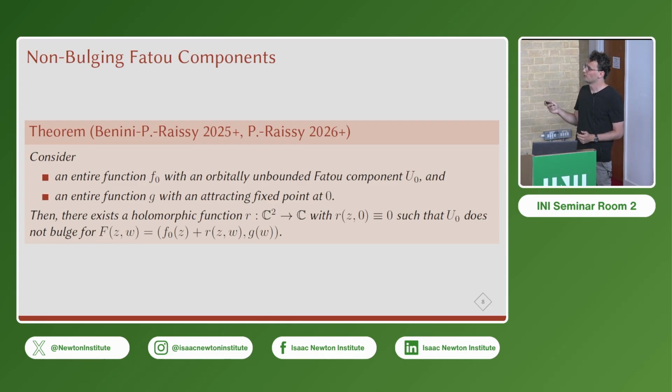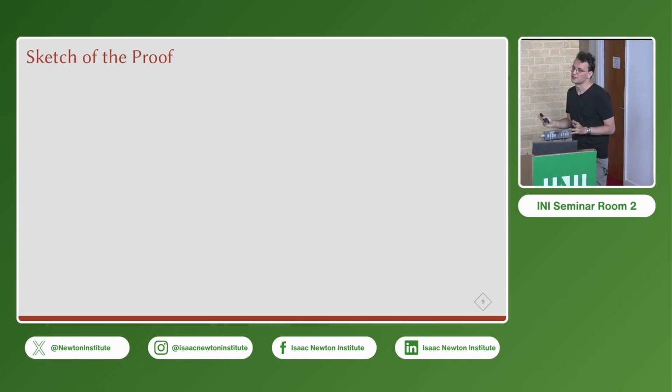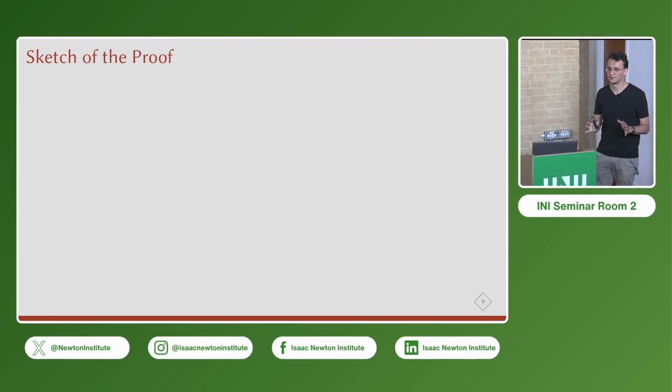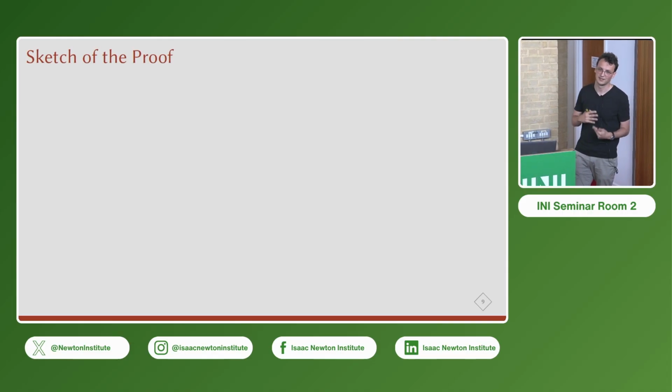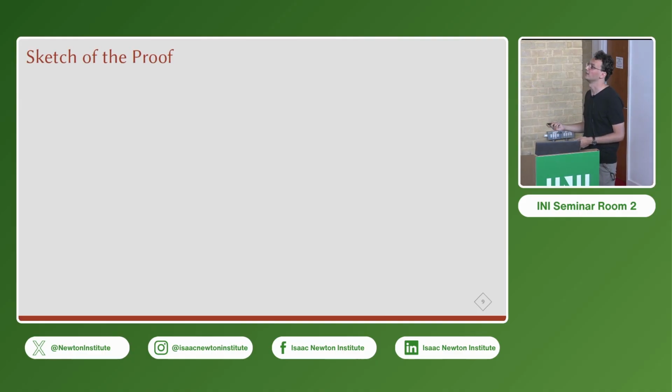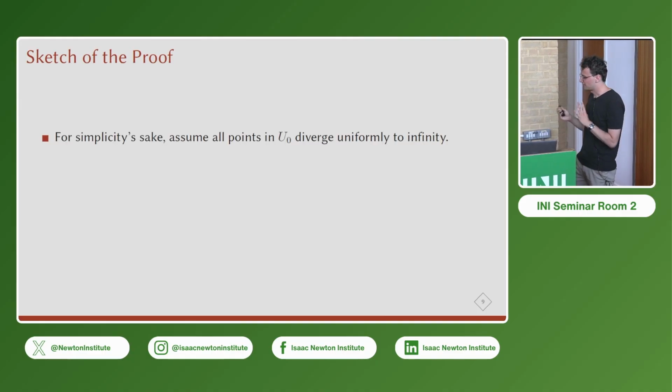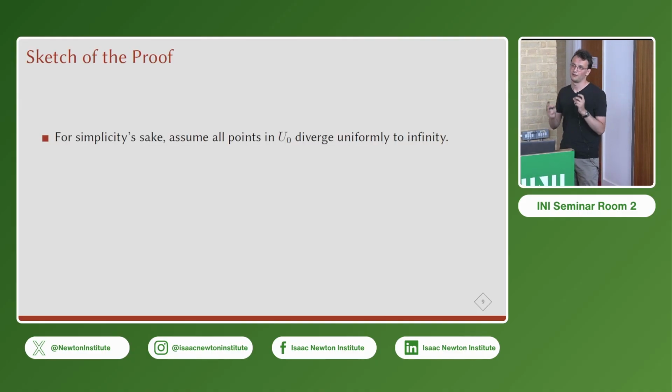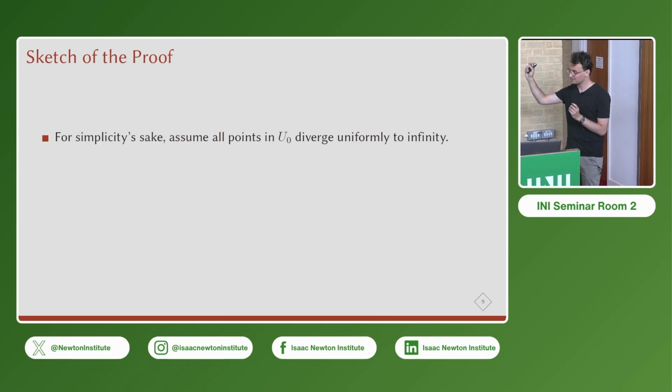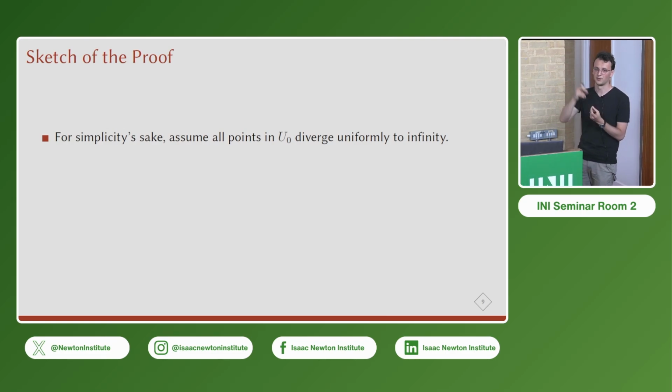OK, so I want to give you at least a sketch of the proof. The proof is constructive, so we actually construct such a perturbation. And there are a lot of details which are not very interesting, but I at least try to give you some idea. So just for simplification, we assume that on U0, everything goes uniformly to infinity. We just assumed orbitally unbounded, so we could have oscillating behavior, but the proof is very similar in that case, so we just assume uniform divergence to infinity.